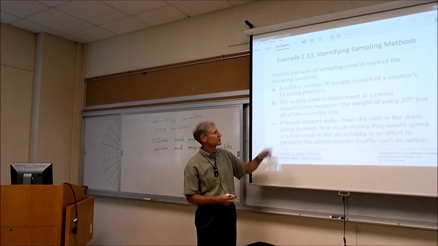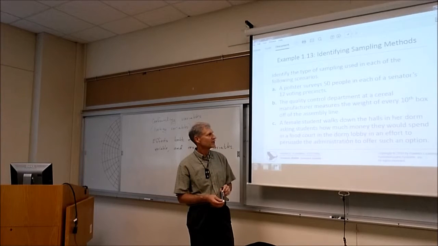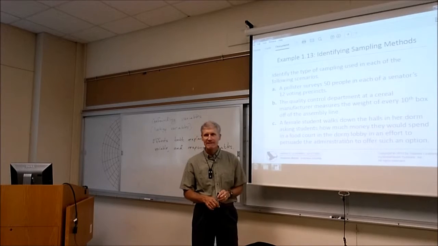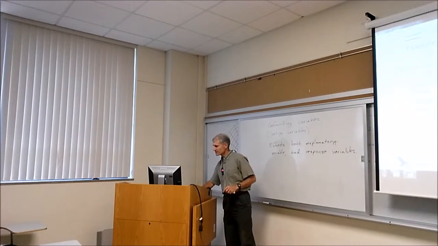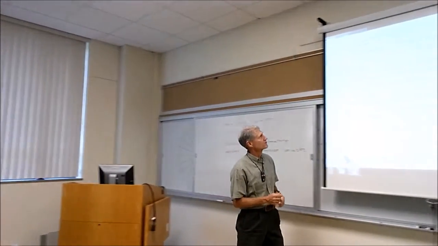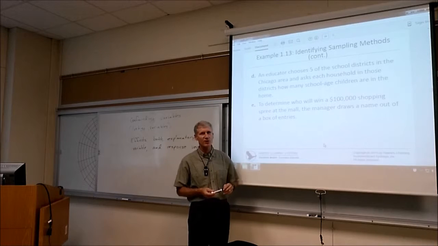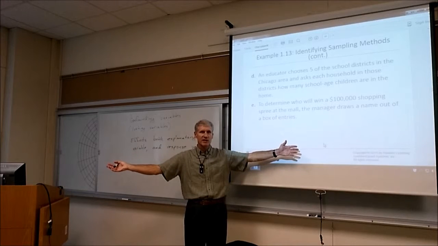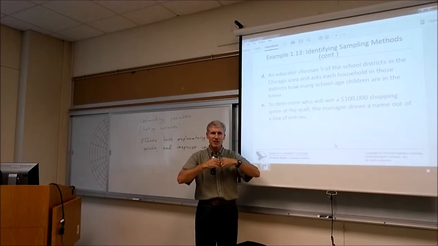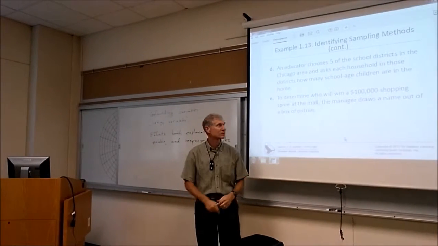Next one, quality control department at a cereal manufacturer measures the weight of every 10th box. Systematic sample. A female student walks down the hall of her dorm asking students how much money they would spend in a food court in the dorm lobby. Convenience sample. That's a convenience sample. An educator chooses 5 of the school districts in the Chicago area and asks each household in those districts how many school-aged children are in the home. That's a cluster sample. You've got a whole bunch of school districts. They randomly choose 5 of them, and then they survey all of the households in the 5 chosen school districts.